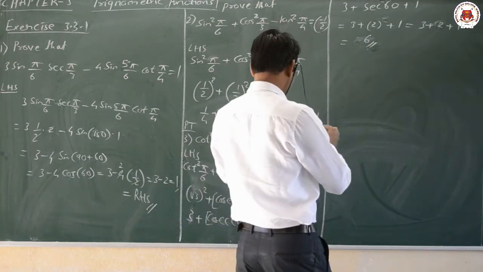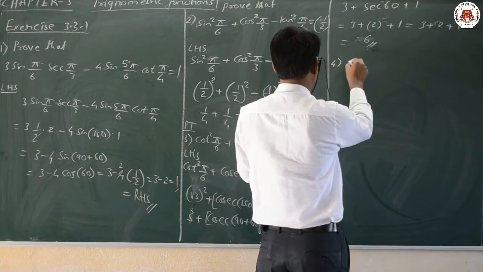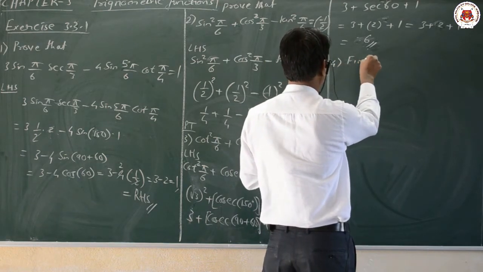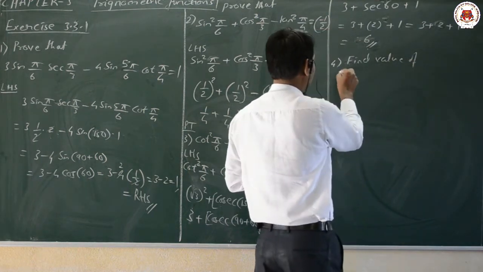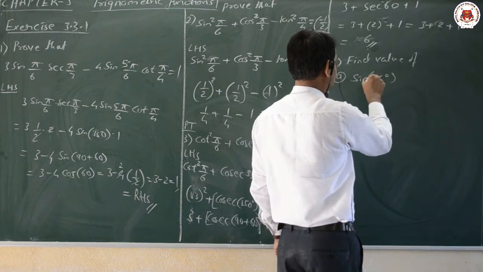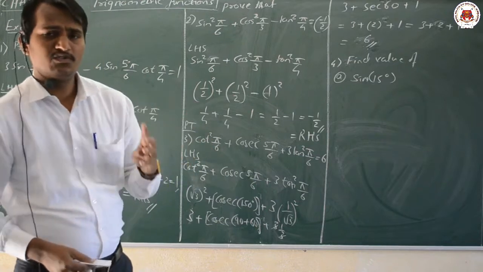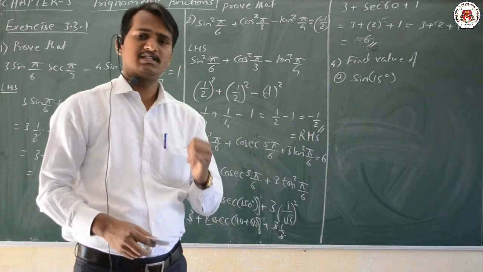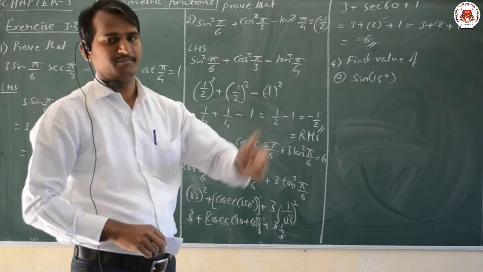Okay, dear students, now let us move on with the fourth question. Find the value of, in this only A, the first one is sine 15 degrees. Now here it is not a standard angle. The standard angles are 0, 30, 45, 60, 90, 180, 270, 360, and then again it repeats.